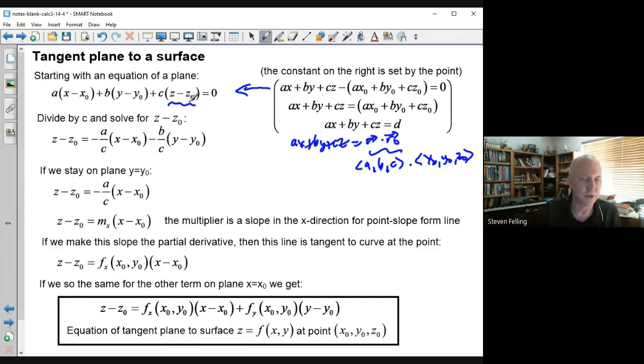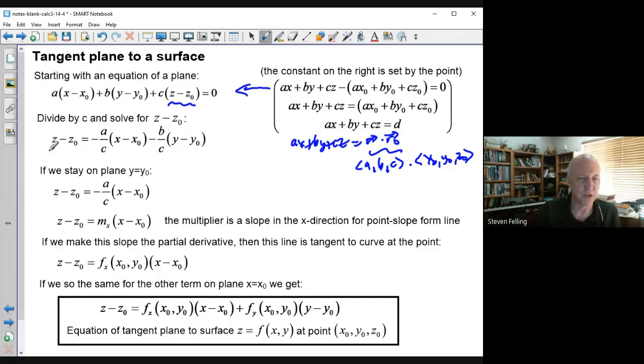And if you do that, this is the book's way for defining the equation of a tangent plane to a surface. I'm going to actually show you two ways to do this, the book's way and then another way that's more similar to what we've been doing. But this is the book's way. So they divide everything by c and then solve for z minus z0, you get this.